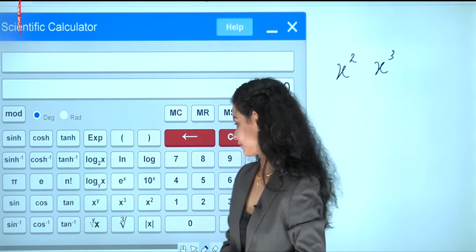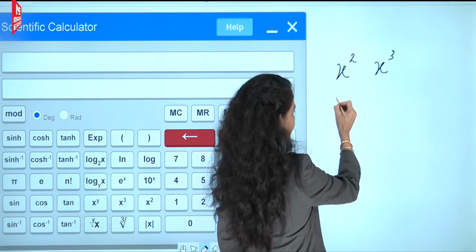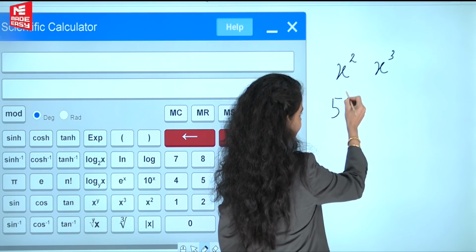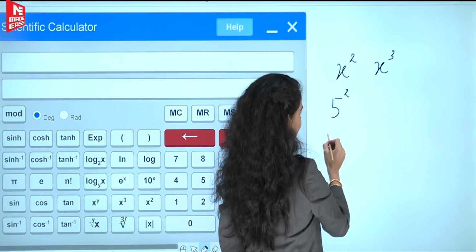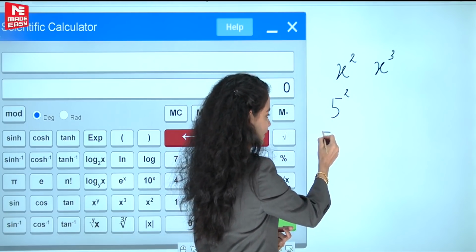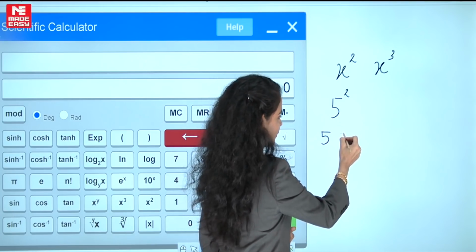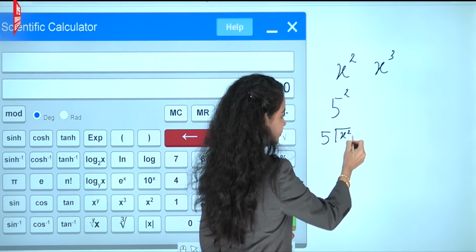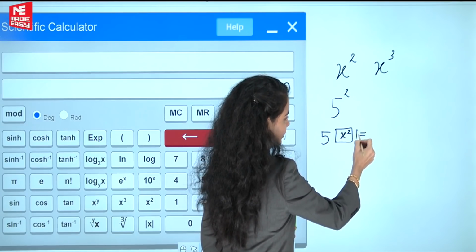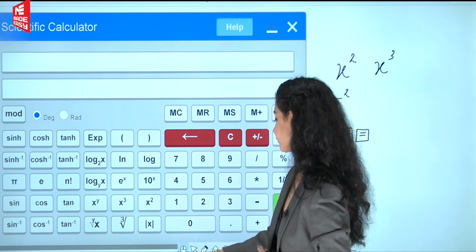Next power tab functions are x square, x cube. This is very simple to perform. For example, you need to calculate 5 square. So simple, the x value here is 5. So first enter the value of x, that is 5. Then you have to press the function tab, which is x square. Then press equal to.